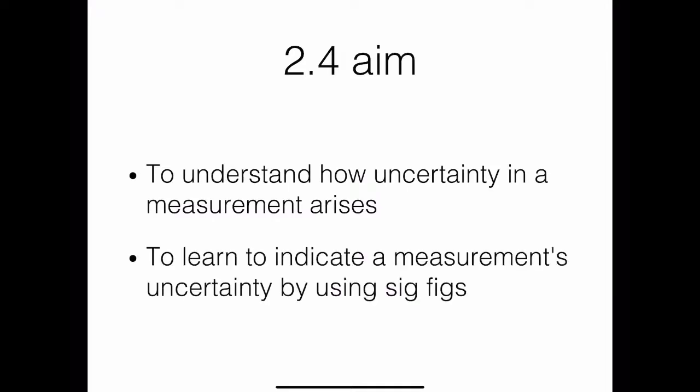And then the second aim is to learn to indicate a measurement's uncertainty by using what we would call sig figs. So we have to show that we're not absolutely, totally certain about the measurement we're taking, and we need to be able to show how we're going to represent that uncertainty.